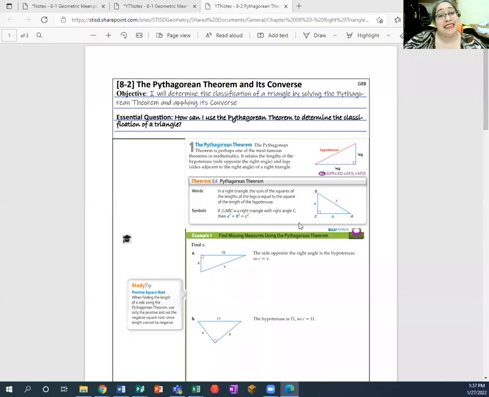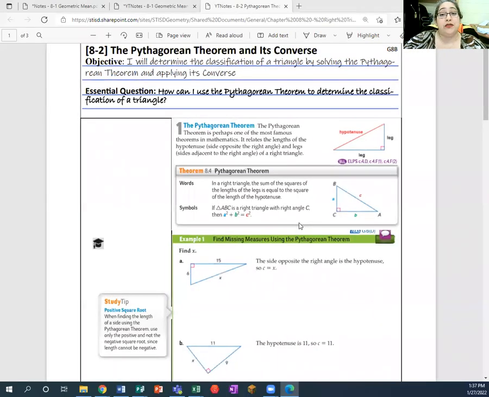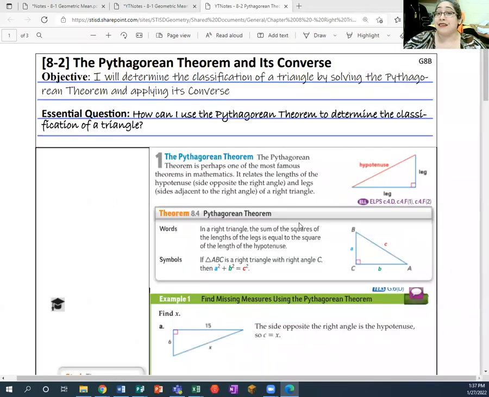Welcome back. We're looking at section 8.2, the Pythagorean Theorem and its converse. Now, you may already be a little bit familiar with the Pythagorean theorem, that whole a squared plus b squared equals c squared thing, except this time we are going to be adding in the converse. The converse is when you flip the order of your if-then statement and get it to mean something else.